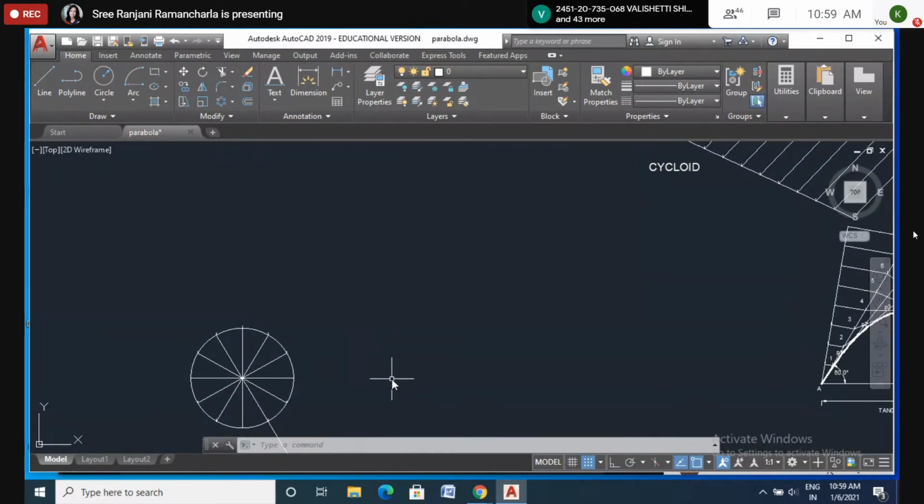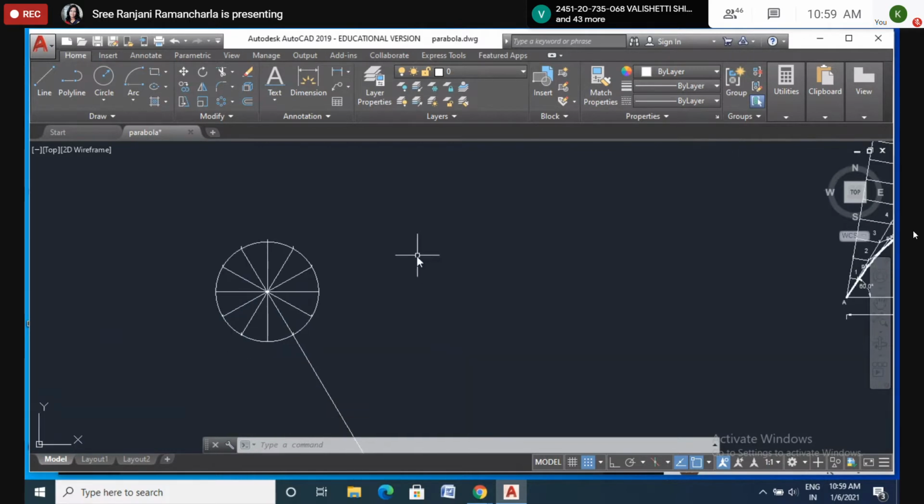Okay. So first draw the circle of 5 centimeter diameter. Draw the circle of 5 centimeter diameter. So I will show the diameter also.